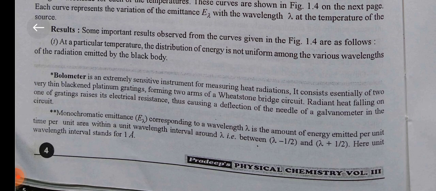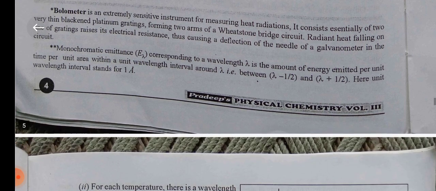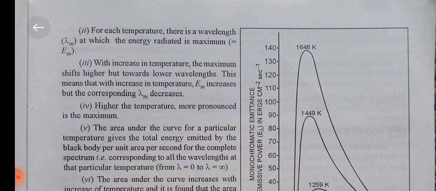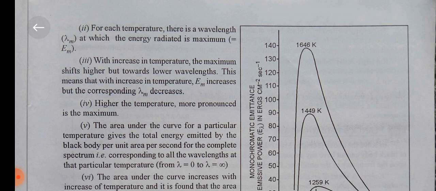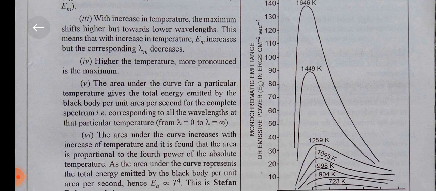Results. Some important results from the curve obtained at a particular temperature. The distribution of energy is not uniform among the various wavelengths of the radiation emitted by a black body. For each temperature, there is a wavelength lambda m at which the energy radiated is maximum. With increase in temperature, the maximum shifts higher but towards lower wavelength. This means that with increase in temperature, E m increases but the corresponding lambda m decreases. Higher the temperature, more pronounced is the maximum.